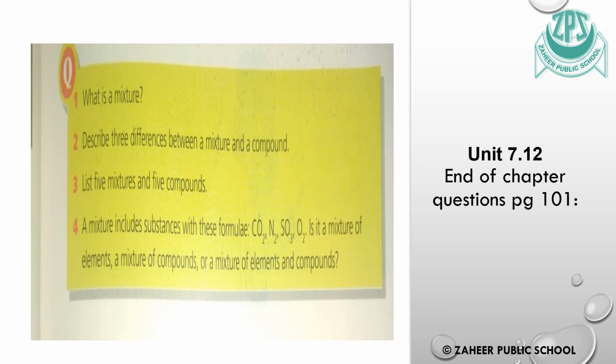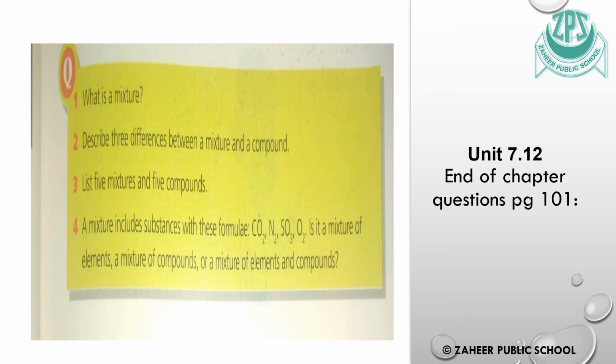Now move to the end of chapter questions, exercise 7.12, given on page number 101. In the first question, you have to define the mixture. In the second question, you have to describe three differences between a mixture and a compound. From the previous table, you may take help and write the differences between the mixture and a compound. In the third question, you have to list 5 different mixtures and 5 compounds, and you may take help from your daily routine.